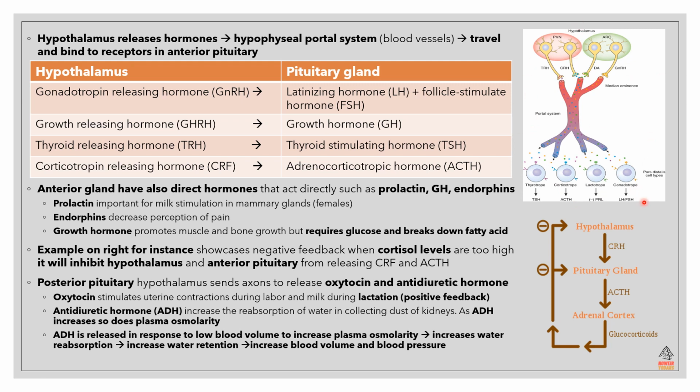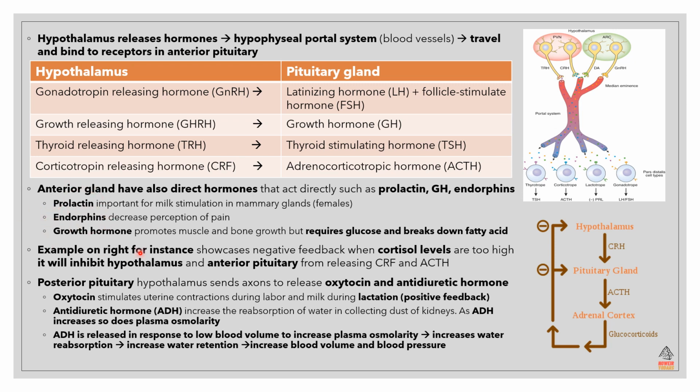So we have a picture describing what I was talking about, how it travels through the hypophyseal portal system into the pituitary gland. The anterior gland also has direct hormones such as prolactin, GH (growth hormone), and endorphins. Prolactin is important for milk stimulation in the mammary glands of females, and endorphins decrease the perception of pain, so the pain is actually less than what it is supposed to be.